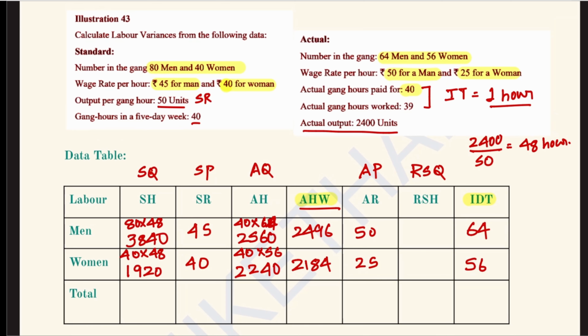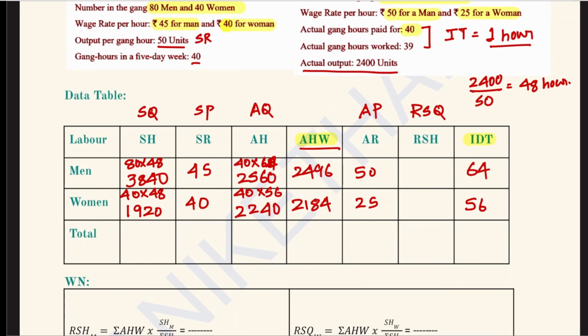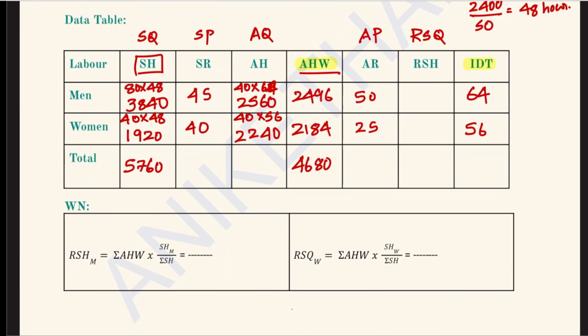So now I have to calculate the revised standard hour. For this, I first total my standard hours. The standard hour total is 5760. Then I need the actual hours worked total, which is 4680. So my revised standard hour for men is 4680 into 3840 divided by 5760. I am taking this total and distributing it in the standard ratio of men. I will get 3120.